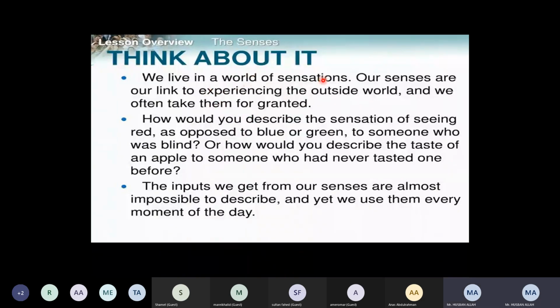We live in a world of sensation. Our senses are our link to experiencing the outside world, and we often take them for granted. So, for example, how are we sensing things? Like the sense of touch, or any type of sense.